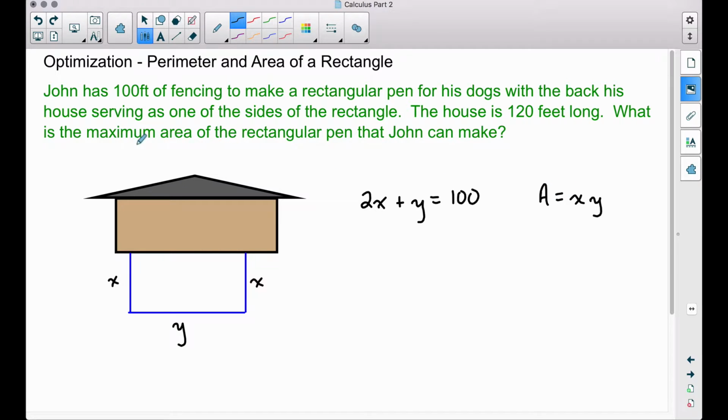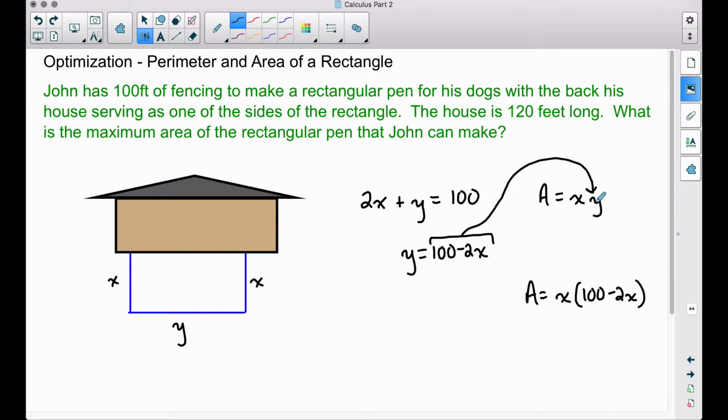We are trying to maximize the area, so the area formula is what we want to differentiate. But before we do so, let's take this perimeter, if you will, and let's get a variable by itself. Y is a good variable to get by itself. We just subtract 2x from both sides. And let's take this stuff that y is equal to and let's substitute it into our area formula for y. Substituting 100 minus 2x into y, we have x times 100 minus 2x. Go ahead and distribute. That gives us 100x minus 2x squared.